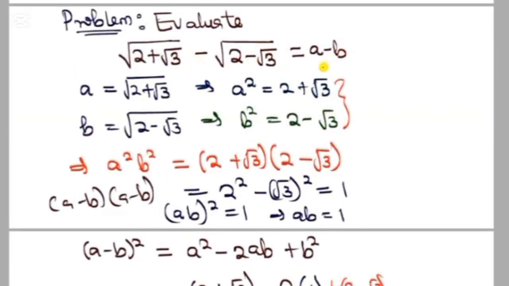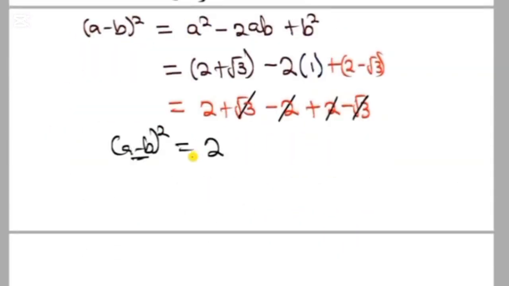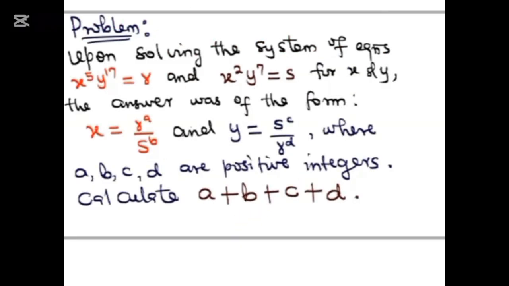Remember, we reduce this into a minus b. And so by the time we get our a minus b, it means that a minus b will simply be the root of 2, and it is enough to leave it this way as the solution to this problem.